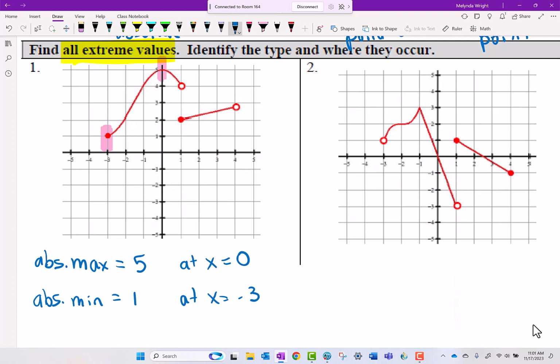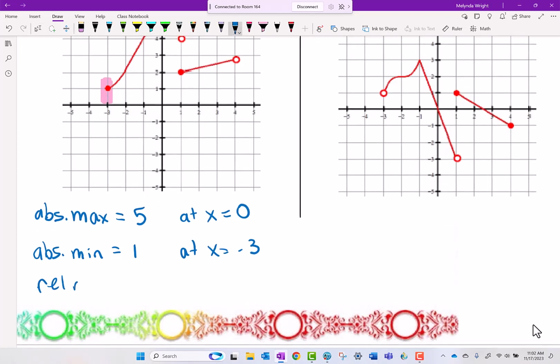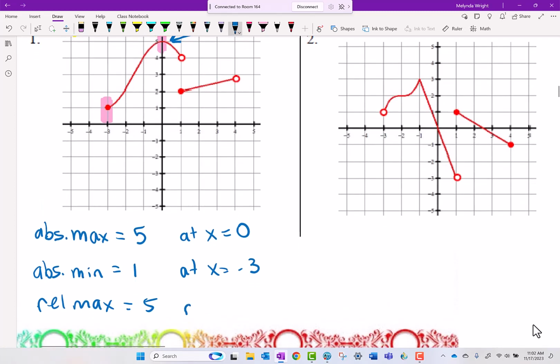Now, we could look to see if there's any relative extrema. Let's see if we can reclassify things as relative. Of course, endpoints won't count, but what about this one up here? Could we also classify that as a relative or local maximum? We can, can't we? Because if we look to the left and the right, everything is lower on either side. So yes, we could totally say that we have a relative maximum at 5. That's the y value, and that occurs at x equals 0. So we do have a relative max.